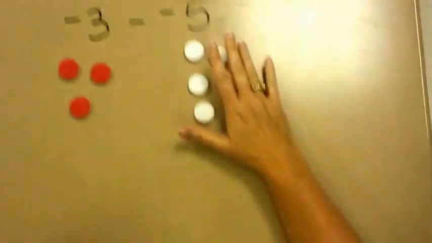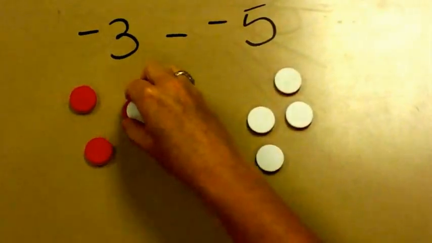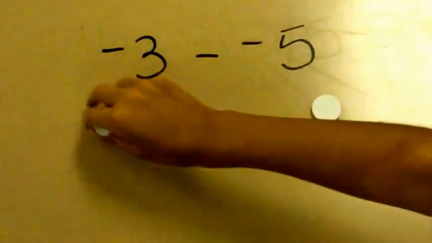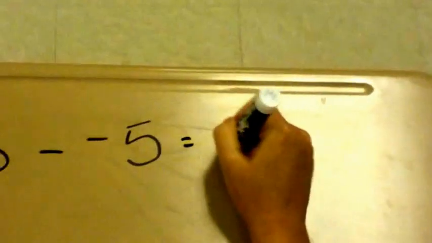These become whites now. Now, do I have some zero pairs? Can I match up these reds and whites? Sure. 1, do the others, Kennedy. 2. Remove those zero pairs. What do I have? 2 whites. That's a +2. That's the model with the counters.